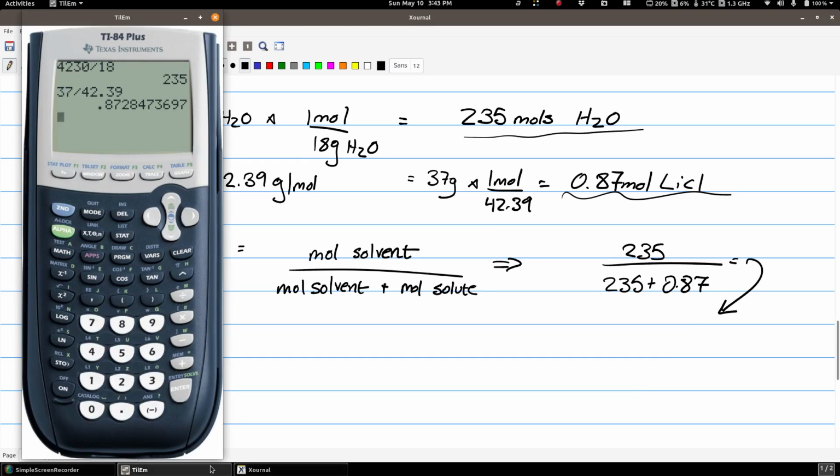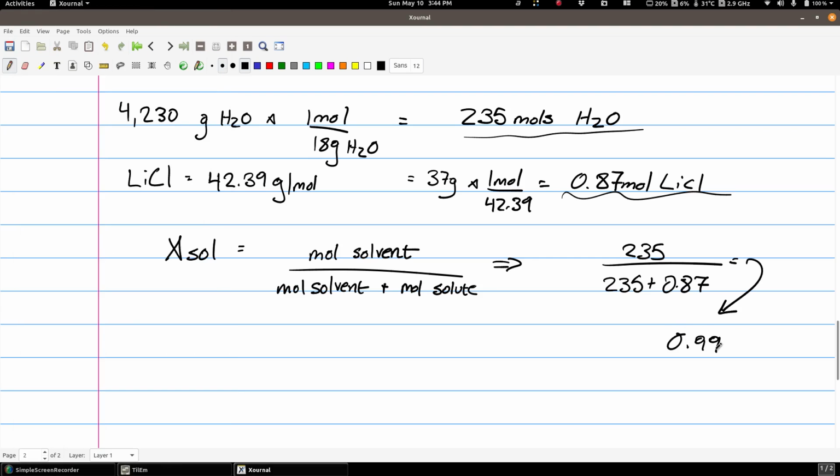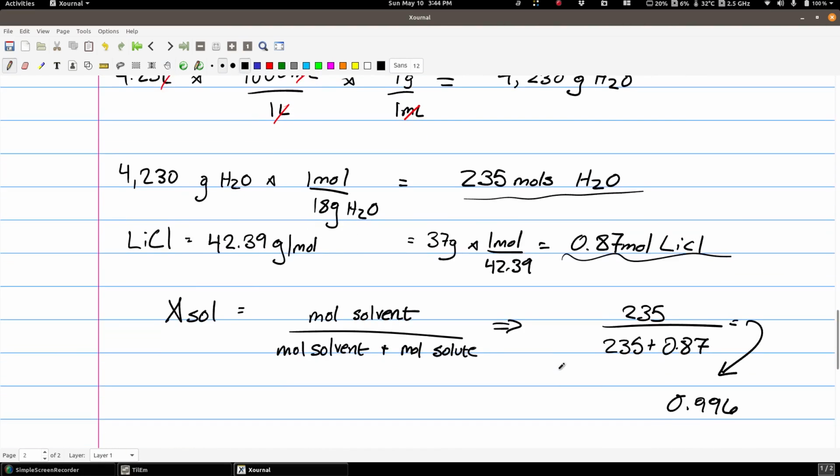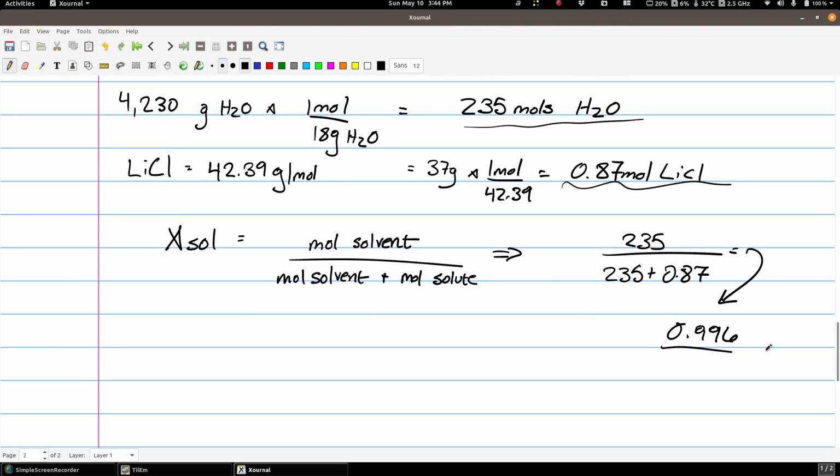All right, so your mole fraction is 0.996. Okay, so we have to figure out what the new vapor pressure is. So we need this, and we have the original vapor pressure. So now all you do is just plug everything in.